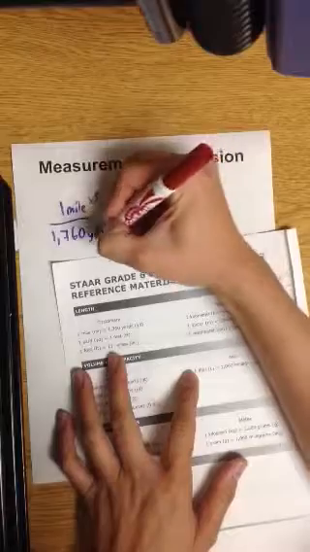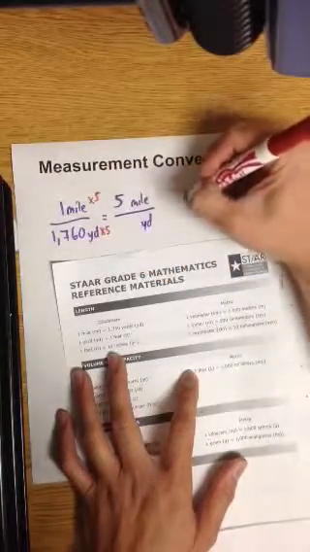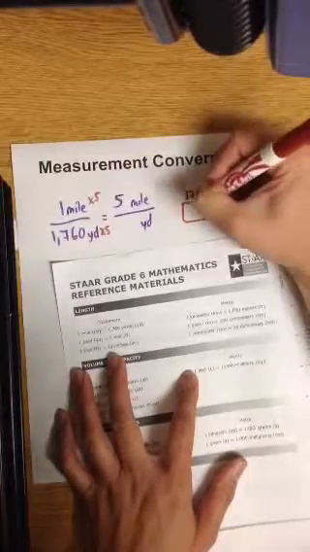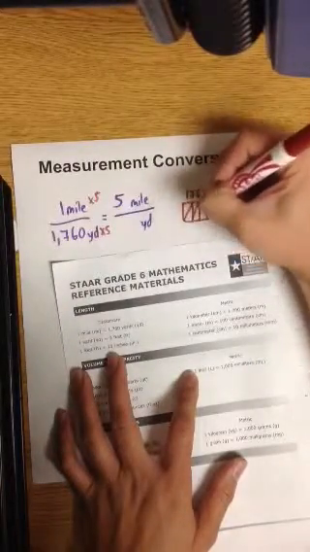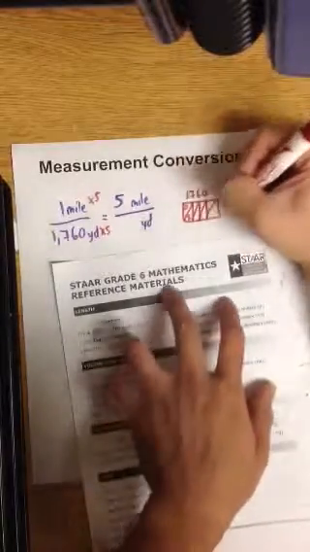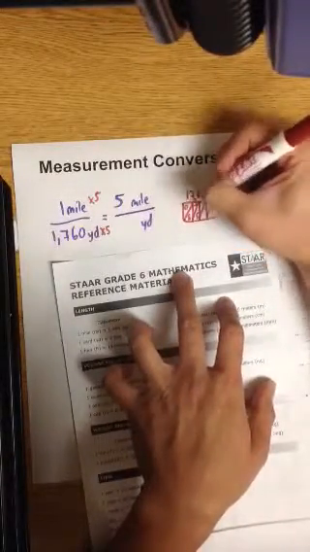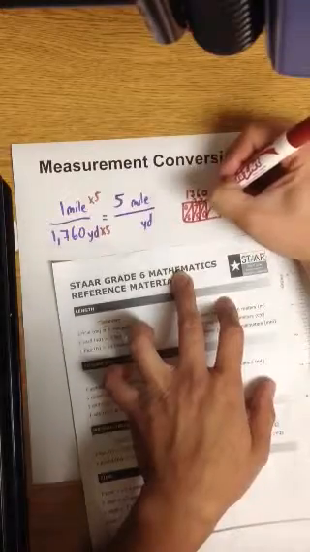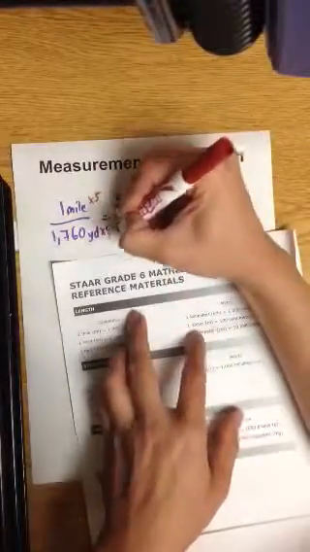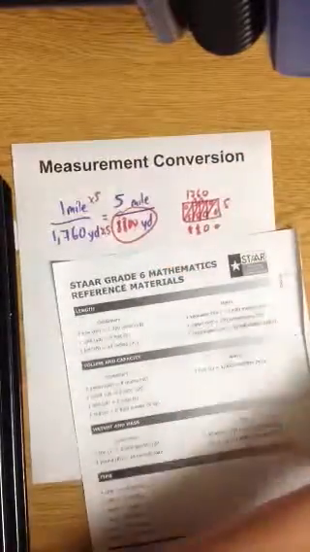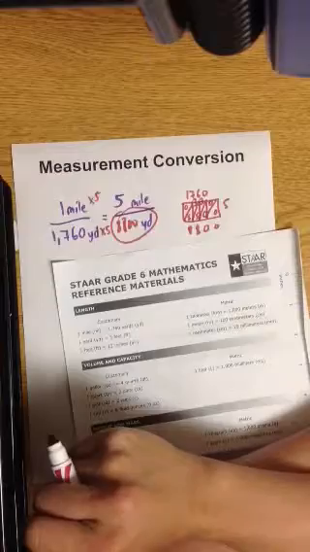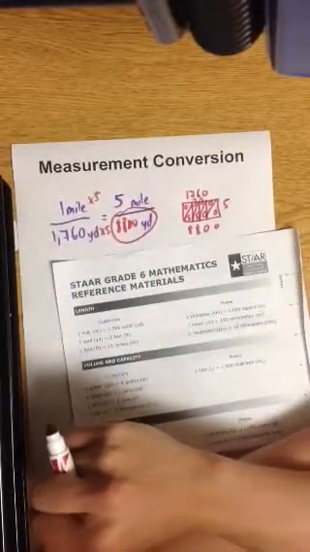Times 5, times 5. So 1,760 times 5. I'm using the lattice multiplication. 7 times 5 is 35. 6 times 5 is 30. And 0. So 0, 0, 8, 8. 8,800 yards. 5 miles is equivalent to 8,800 yards because you multiply by the scale factor of 5.